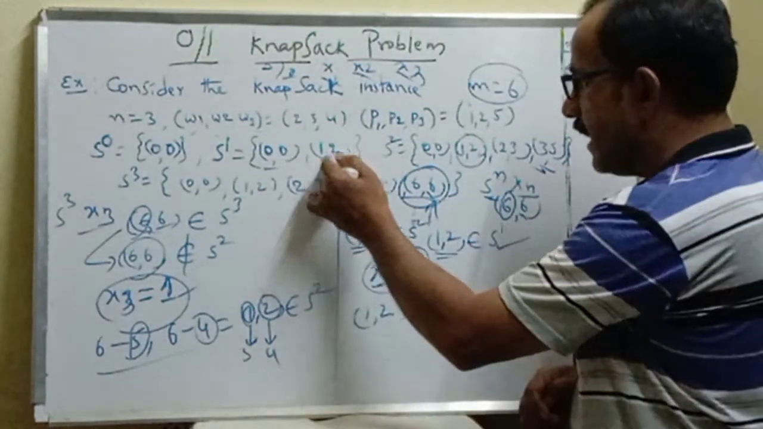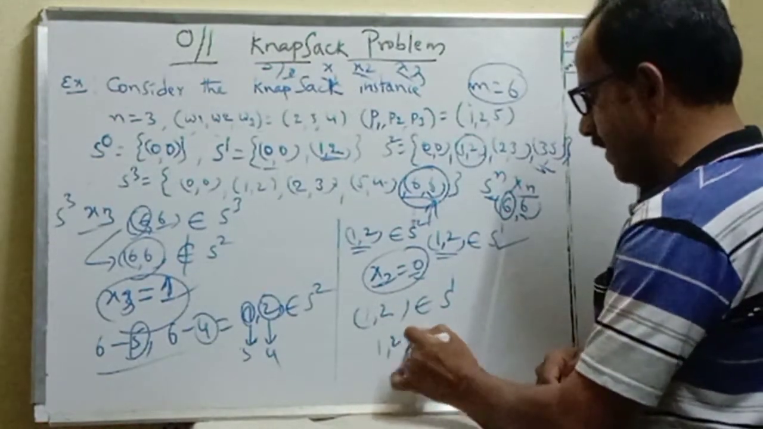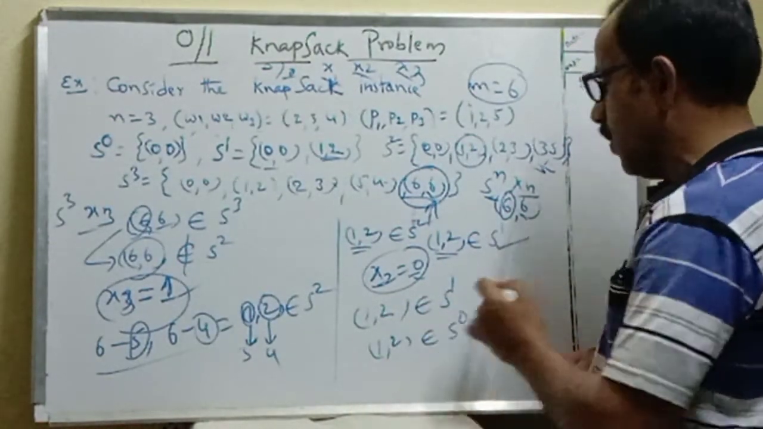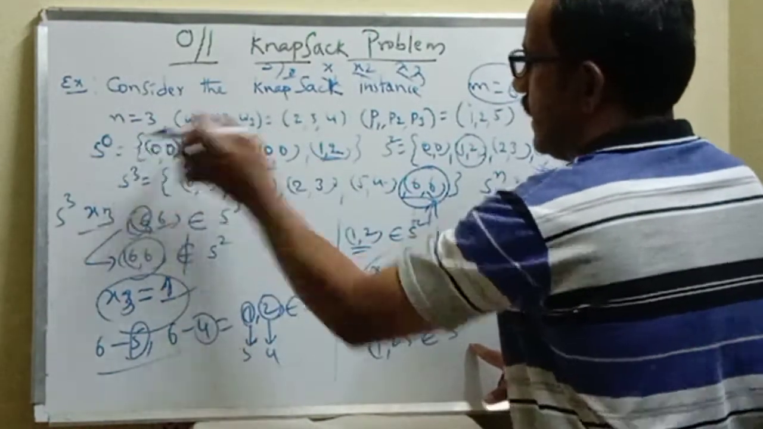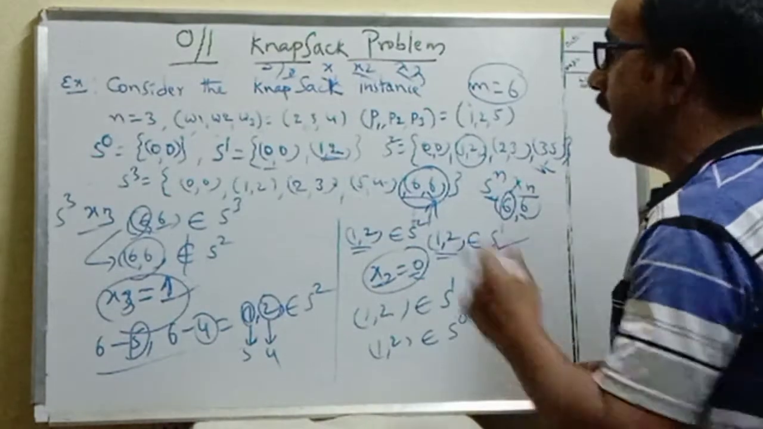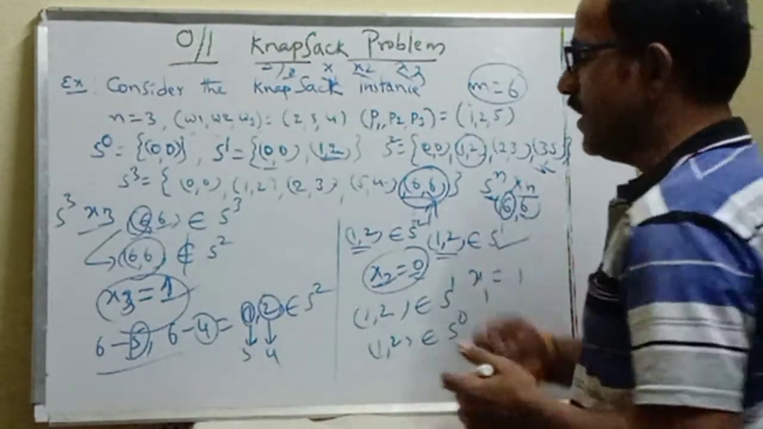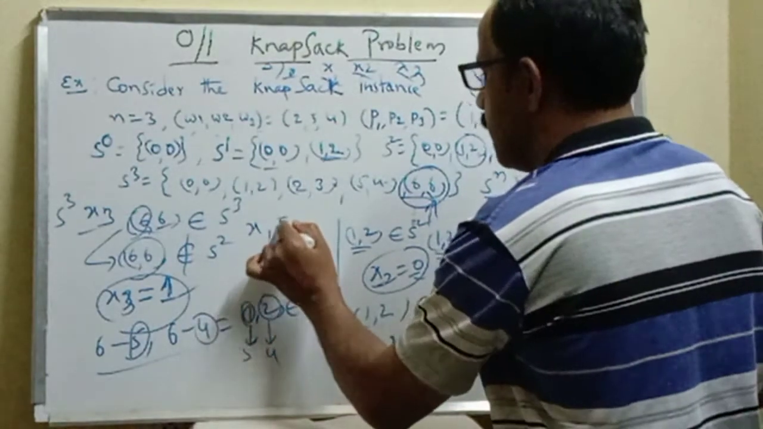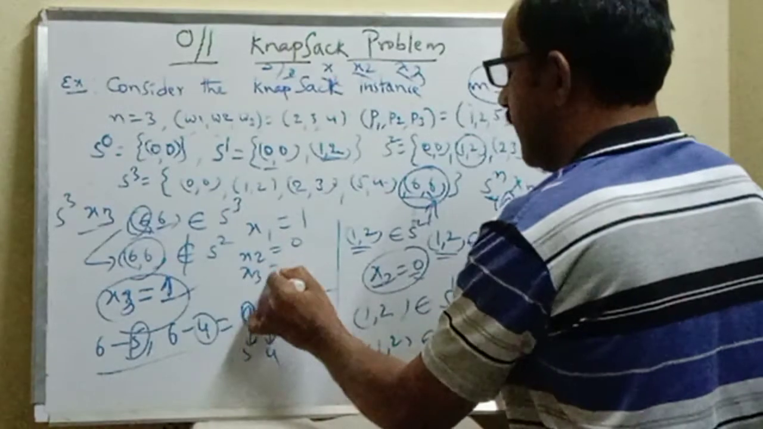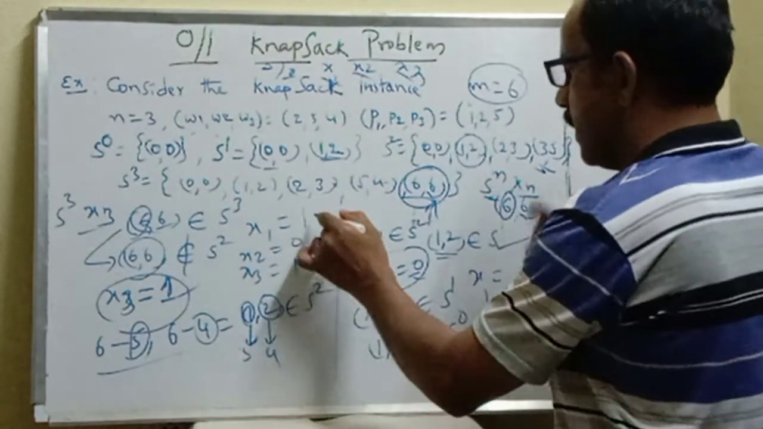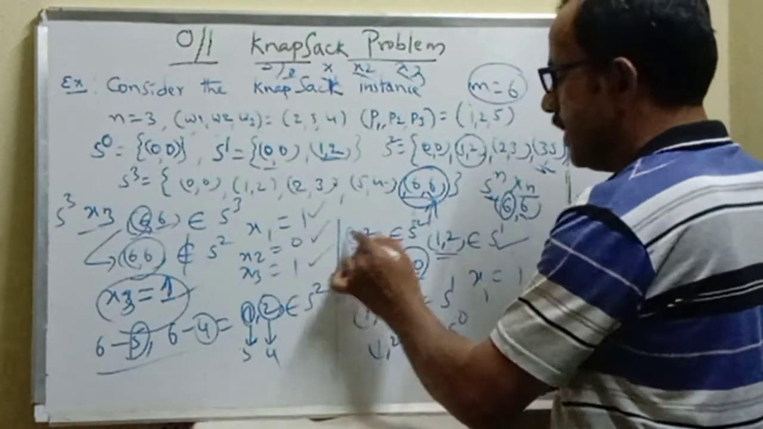Now again start with 1 comma 2 in S1 and verify whether 1 comma 2 is there in S0 or not. The previous set of S1 is S0. 1 comma 2 is not there in S0. Then immediately make X1 as 1. Now what is the solution? X1 equal to 1, X2 equal to 0, X3 equal to 1. It means the first item is completely considered, the second item is omitted, the third item is completely considered.